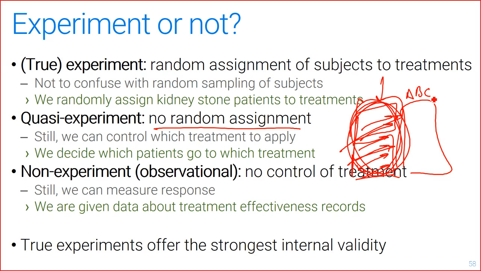You're just observing something. So everyone aims for true experiments, and that requires random assignment of subjects to treatments. The reason, again, is that you are expected to balance out possible effects of other third variables across your experiment.